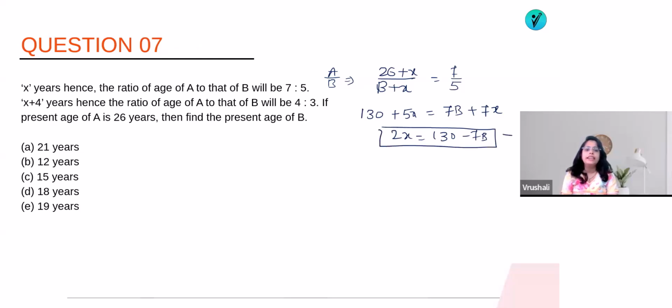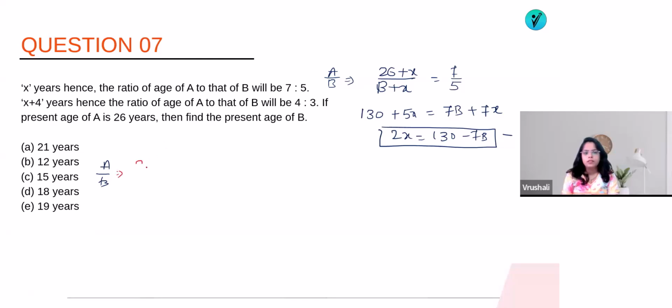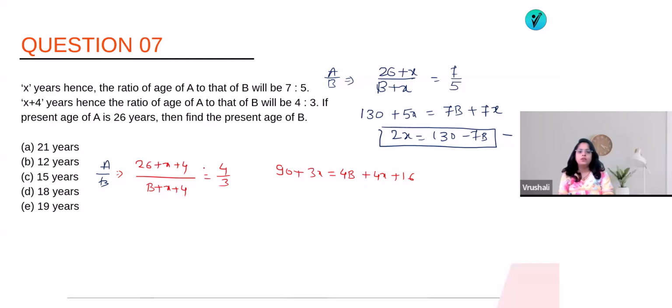Now in the second one, x plus 4 years hence, that means A by B, 26 plus x plus 4 divided by b plus x plus 4. This ratio will be 4 by 3. So if I solve it, what will you get? 26 plus 4 is 30. 3 3s are 90 plus 3x is equal to 4b plus 4x plus 16.